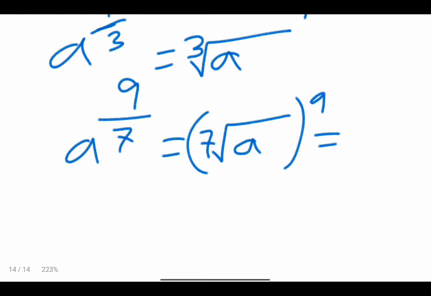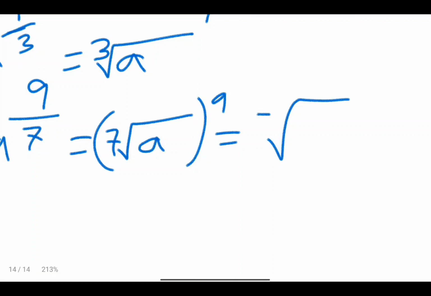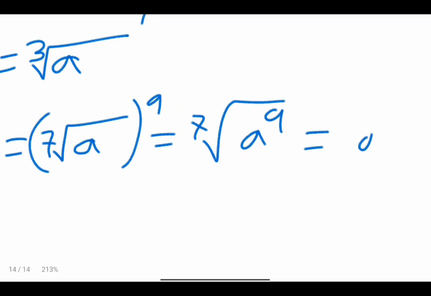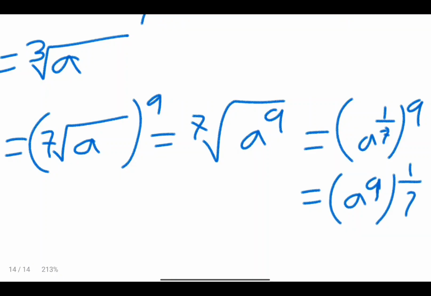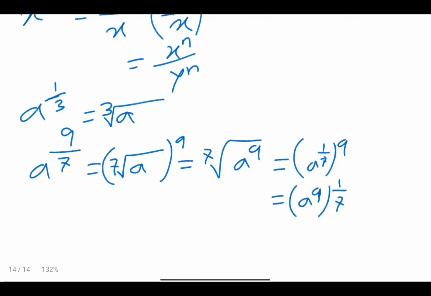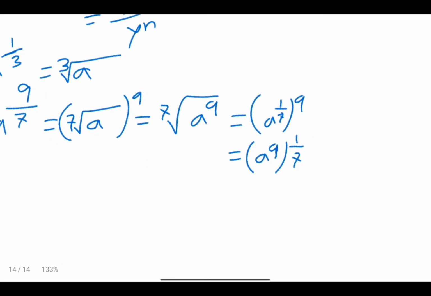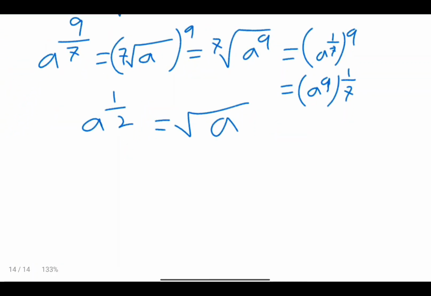Or you can also write it like this. It all means the same thing, because this is the same as this. So remember this, that 1 by anything like 1 by 2 means root over a. And obviously we all know this too, a to the power 0 is 1 for all rational numbers.